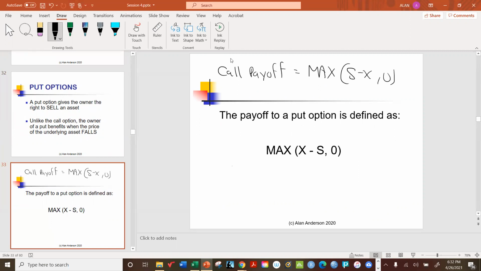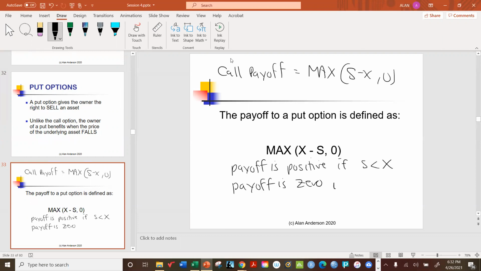So down here, the payoff is positive if the stock price is less than the strike price. So in other words, we're hoping that it goes down. And we don't want it to go up, that's for sure, because the payoff is 0 if S is at least as great as X.